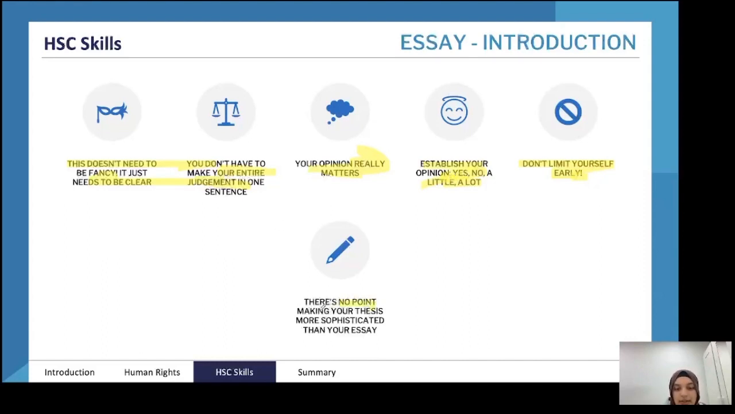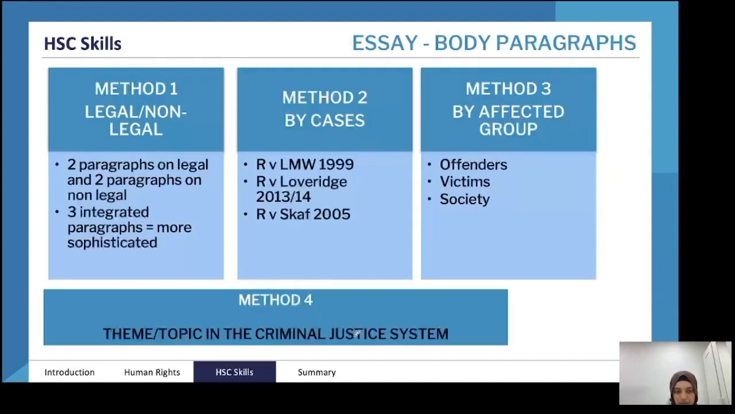There's no point making your thesis more sophisticated than your essay. So just make sure that you're keeping that in mind. Like literally there is no point in doing that, because again, the essay is forming the basis for your entire response. So don't make it so difficult for yourself, right? So it doesn't have to be overly complicated, doesn't have to be really difficult to understand or very fancy. You just want to get across your point in a well enough way.